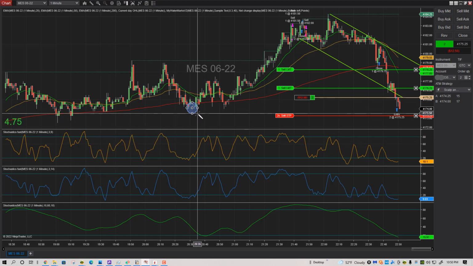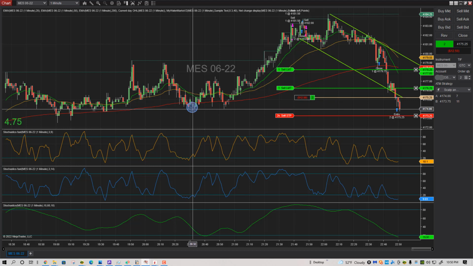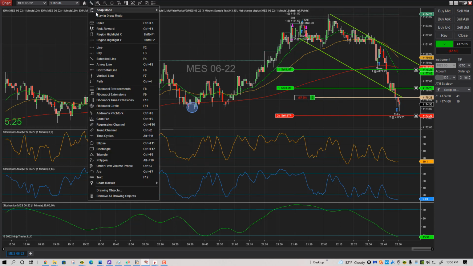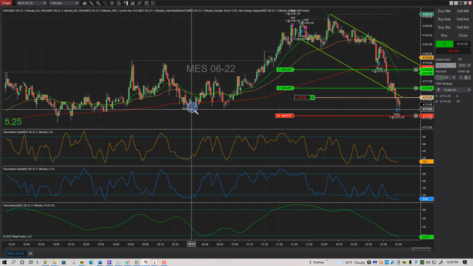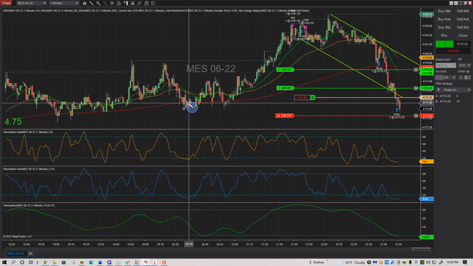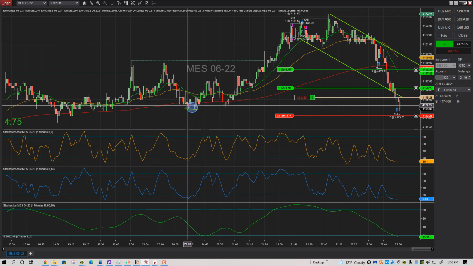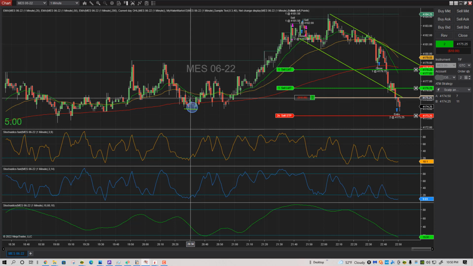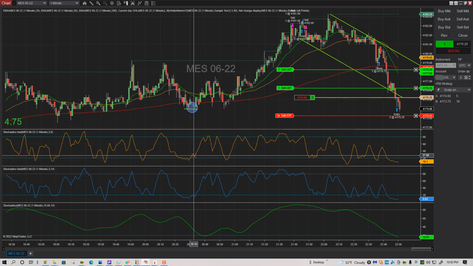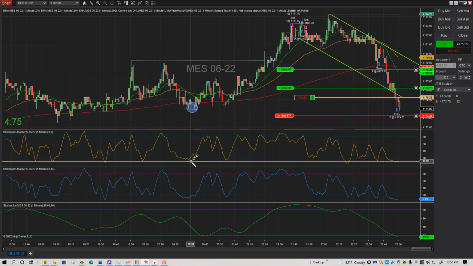All right, so right here, actually I should not put these circles in. I'll just put lines in here. It would be easier. F2. So this is kind of a double bottom right here. I'm looking for that stochastic low under the 20 line, a pop back up, and then a push back down to those lows, but a higher low right here.